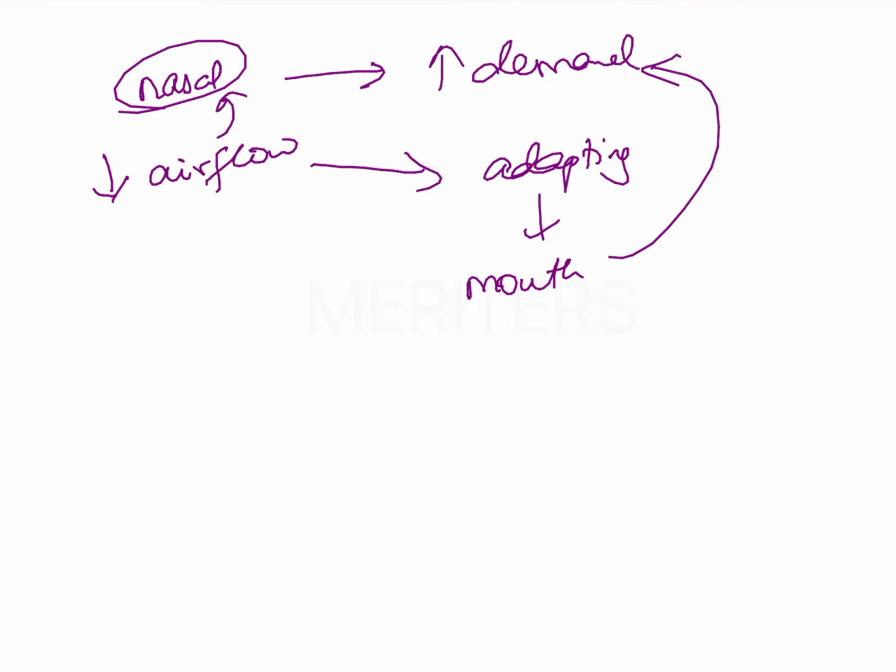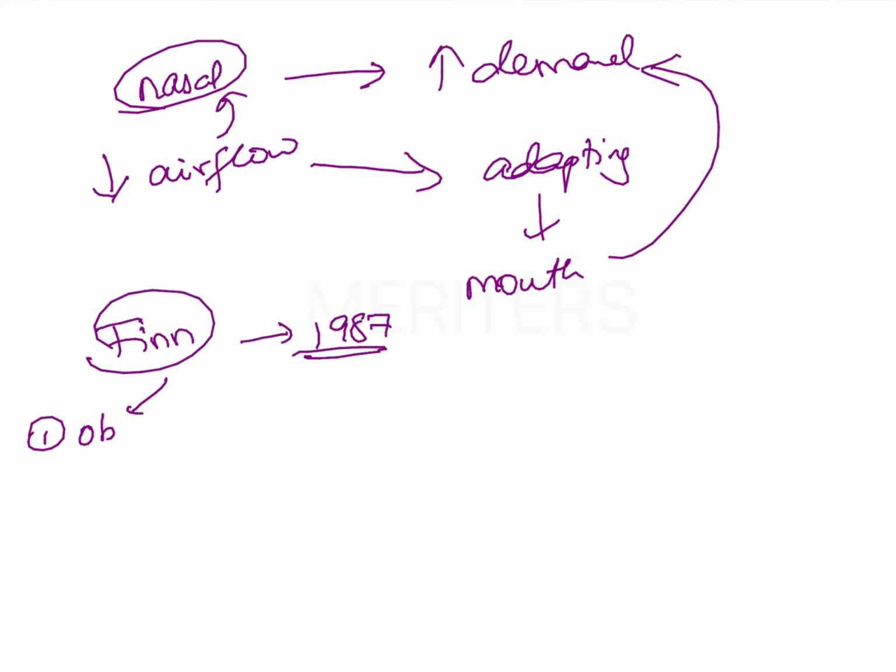So this usually happens in situations where there is some sort of an obstruction of the nasal passage or increased resistance to the airflow through the nasal passages. Now, Finn is the one who classified the types of mouth breathing. In the year 1987, he classified mouth breathing into 3 types. According to him, type 1 is obstructive.